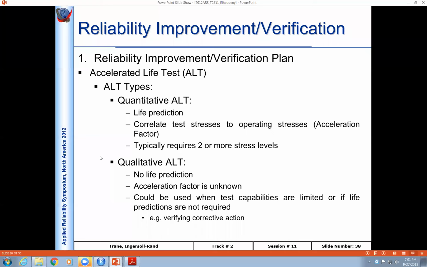The cheaper way of doing ALT is just a qualitative. I have a supplier A and I have a supplier B, and I don't really know, or I have a current supplier and a new supplier. I don't really care about what is the life prediction. I want to make sure that the new supplier is at least as good as the current supplier or cheaper. That's a win-win, right? You don't have to worry about life prediction. You don't have to worry about acceleration factors.